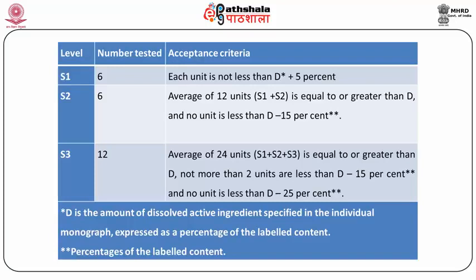At level 3, that is S3, 12 tablets are taken, and now the average of 24 tablets, that is the summation of S1, S2 and S3, is equal to or greater than the D value, and not more than 2 units are less than D minus 15% and no unit is less than D minus 25%. That means all the 24 tablets should show nearly 75% of the drug dissolved and not more than 2 tablets can show percent dissolved for the drug around 85%.